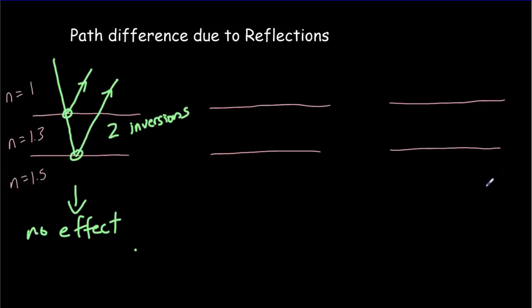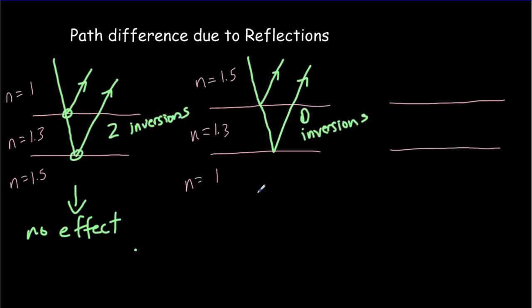Let's consider thin film 2. So this time, we're going to go in the opposite direction. We're going to go from optically dense glass to less optically dense water to less optically dense air. And that means there is no inversion at the first surface, and there is no inversion at the second surface. So because you have 0 inversions, once again, you get no effect. And that's kind of what you're expecting anyways, because we're just running the rays in the opposite direction here.